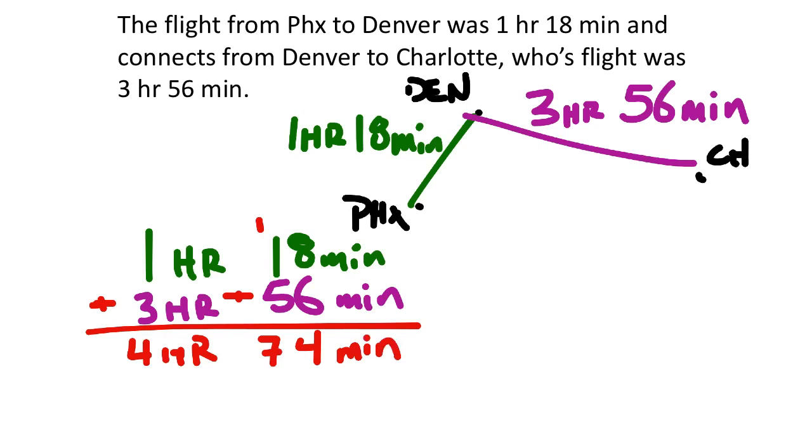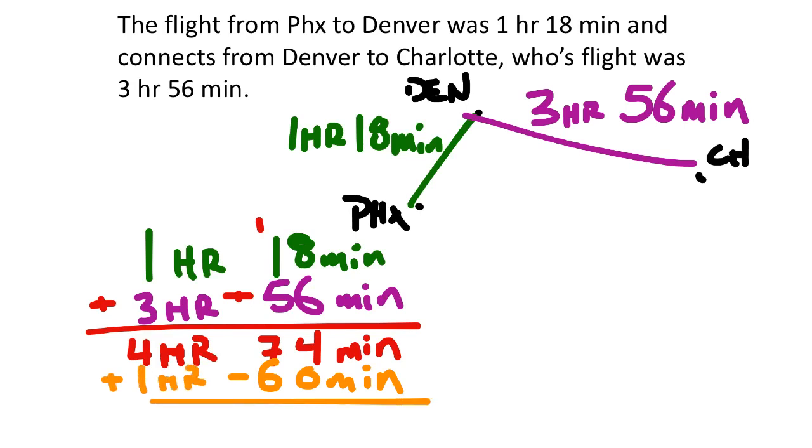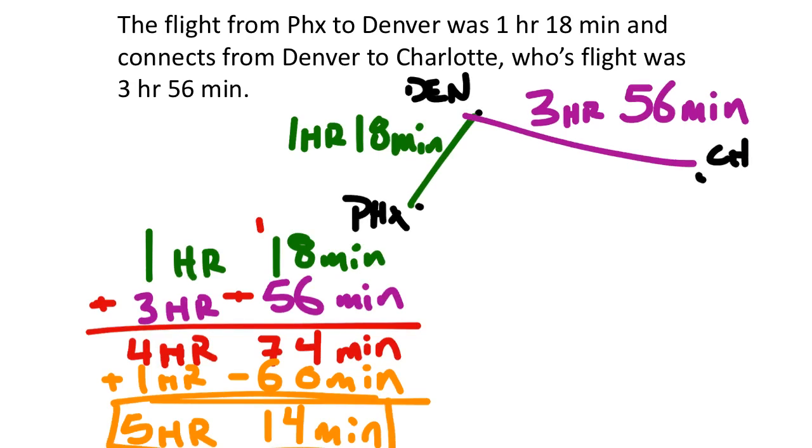74 minutes is longer than 1 hour. So I need to take away 60 of those minutes. Or really, again, I'm just converting those 60 minutes into hours. So I'm going to add an hour from those 60 minutes to make this 5 hours. And that's going to be 14 minutes. There we go.